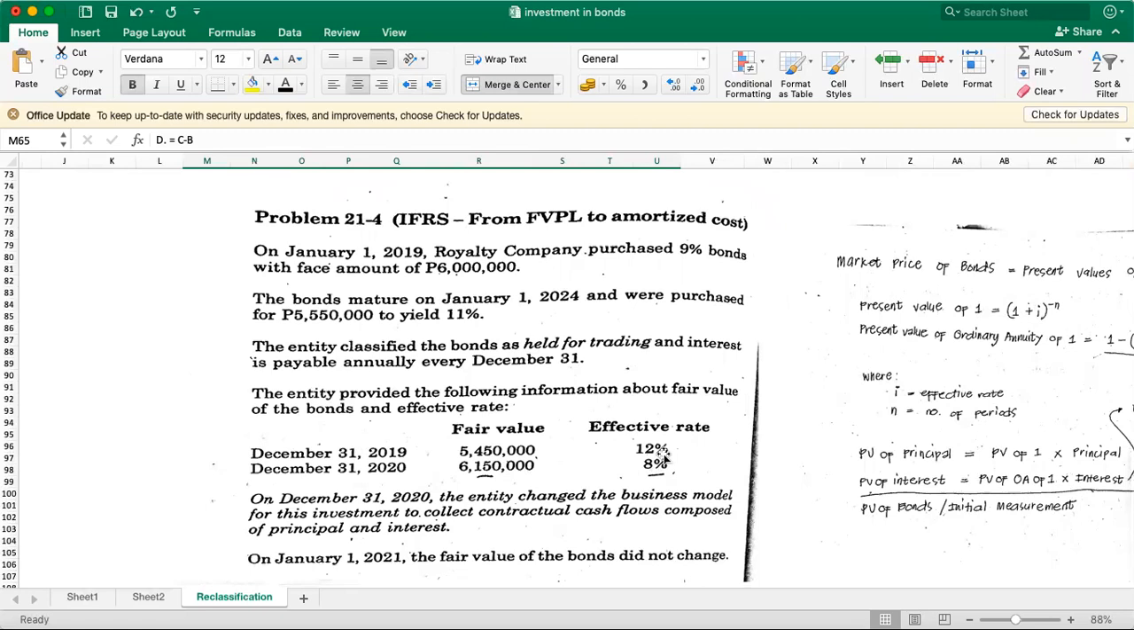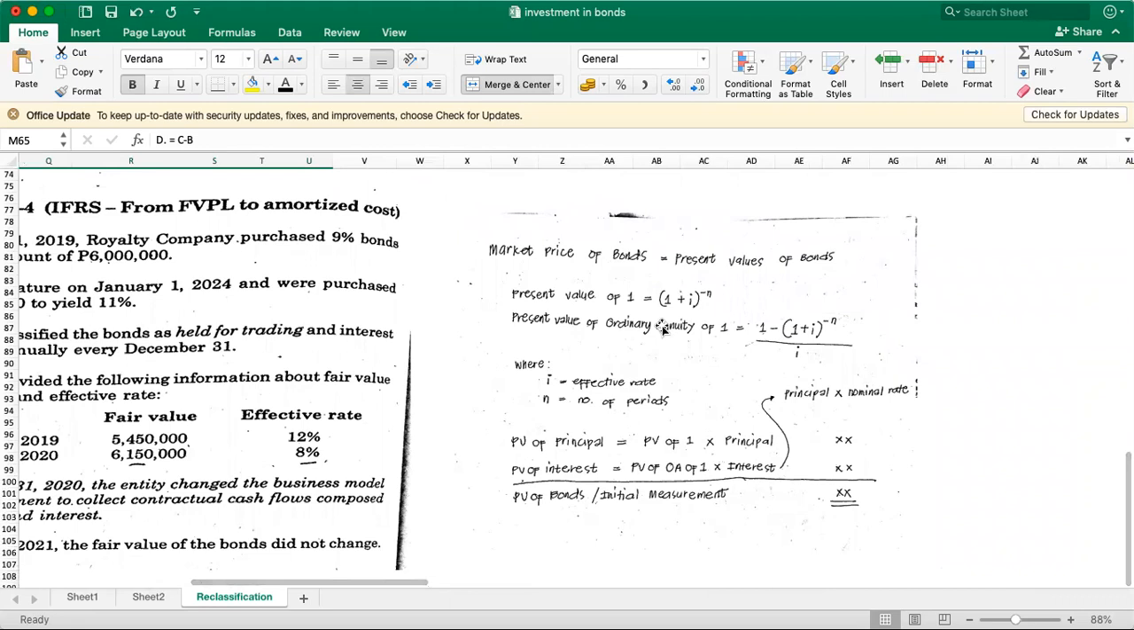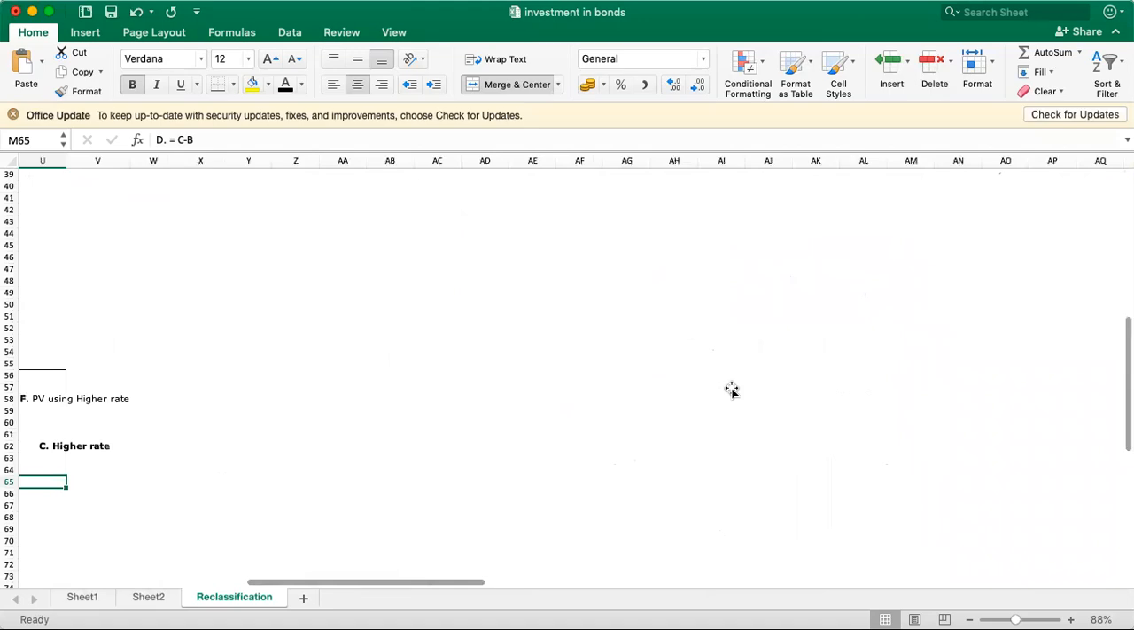Good thing sa problem, binigay yung 8%. What if hindi binigay yung effective rate? So we need to compute the new effective interest rate based on this new carrying amount. Diba? This is now the fair value, this is the carrying amount of your investment classified under amortized cost. So, using this formula, present values of 1 and present value of ordinary annuity, so ito yung gagawin natin.